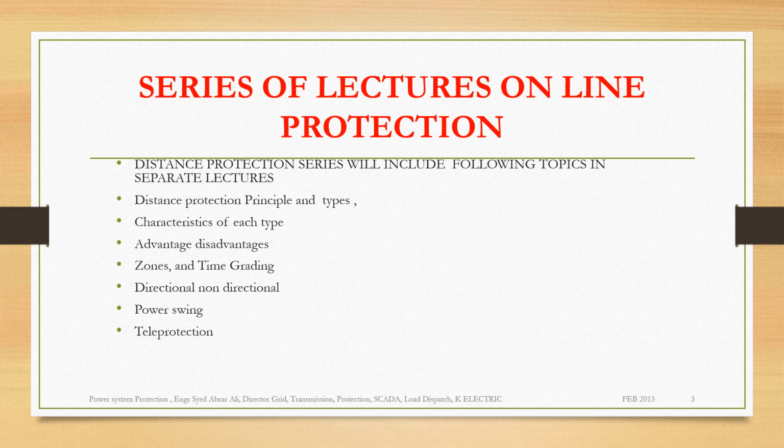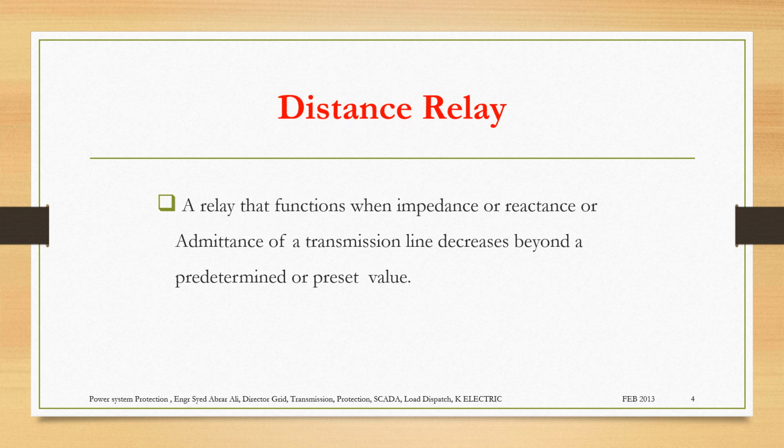So here I am just giving you an idea so that you know what we are going to do in this series of lectures. Now see what is a distance relay. A distance relay operates when the impedance or reactance or admittance of a transmission line decreases beyond a predetermined or preset value. So this is the basic definition of the distance relay or the distance protection.